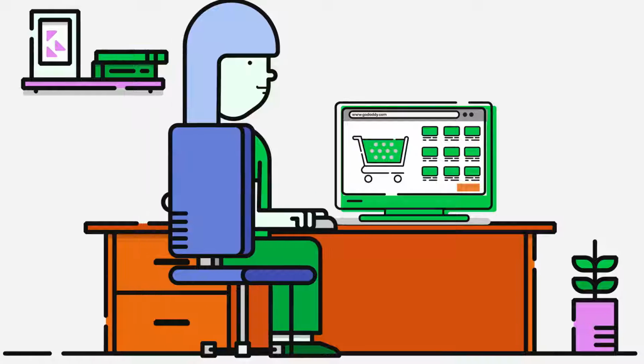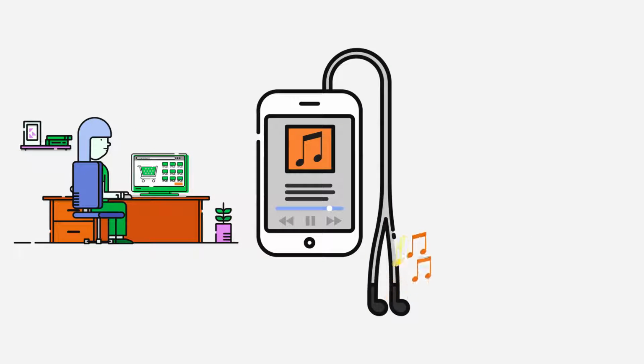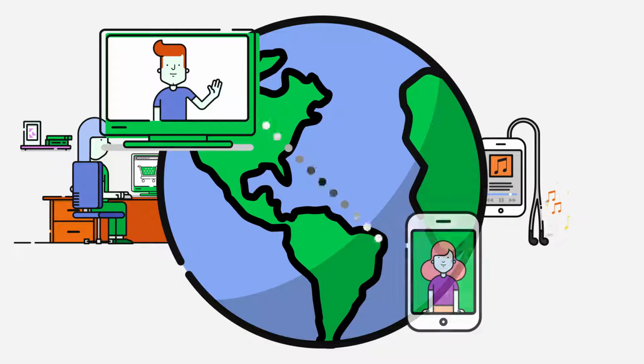For example, you couldn't do your shopping online. You'd have to drive to an actual store to buy your things. There would be no way to stream music or videos to your smartphone, and no way to video chat with a friend across the ocean, or even across the street. But what does DNS have to do with this?